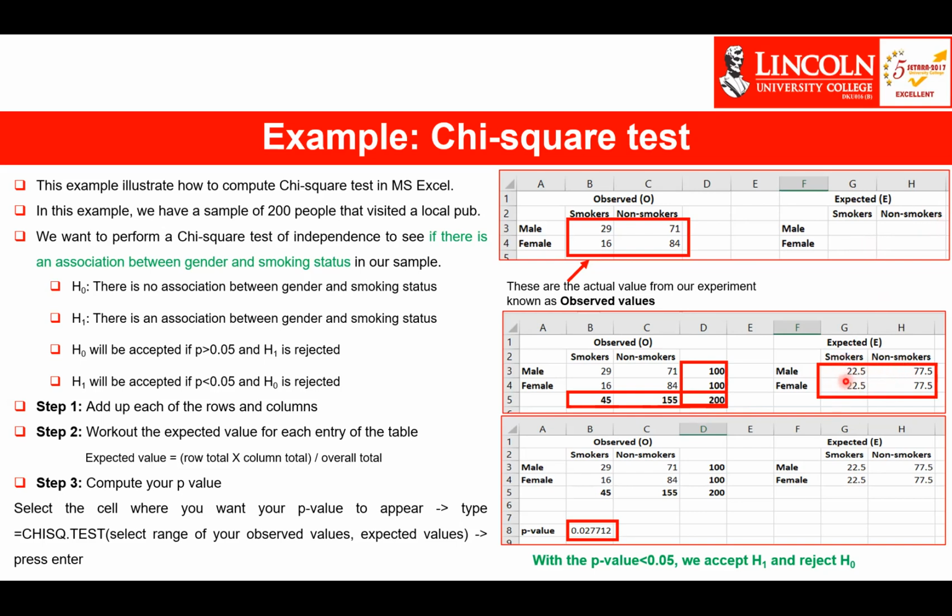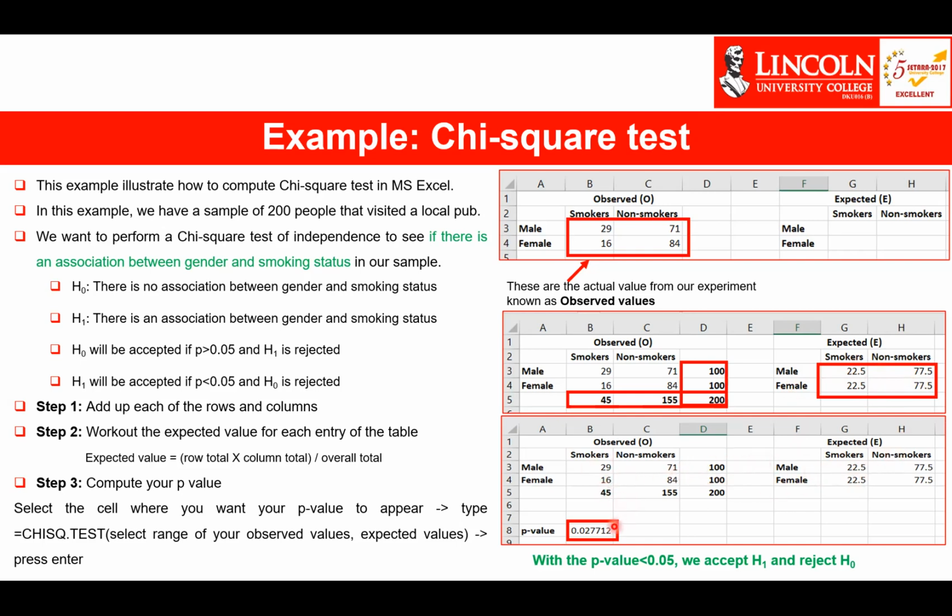So for this first cell here, you need to get the row total of this place multiplied by the column total, which is 45, and divided by 200. That will give you 22.5. The same is done for this one. Here, we also get the row total, then the column total, which is 155, multiplied by it, then divided by 200, which is the overall total. That will give you this. The same will be repeated for this. So you will get your expected values here. Once you are done with this, you should have something like this.